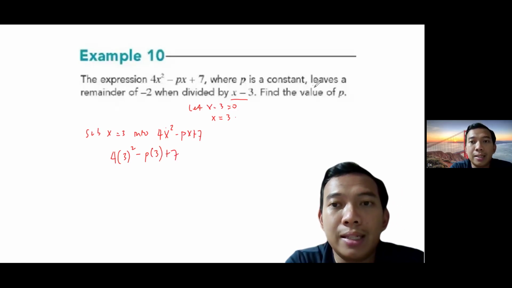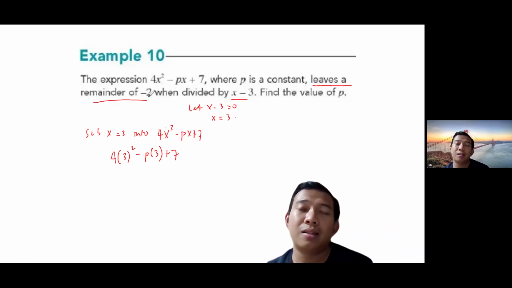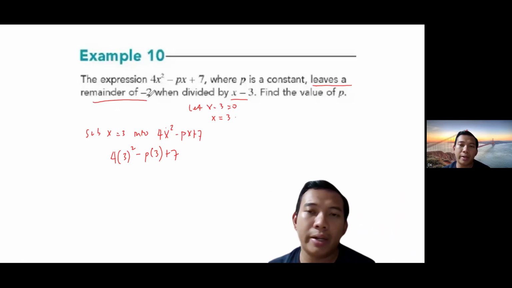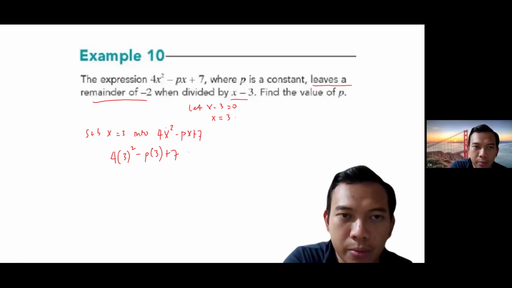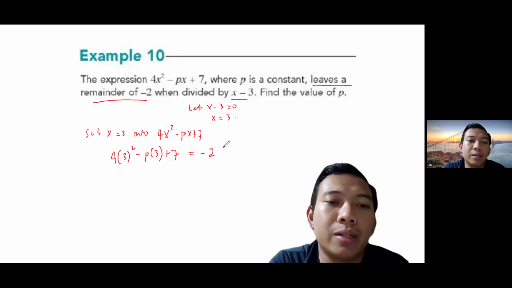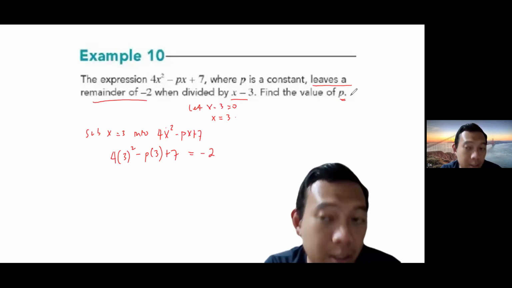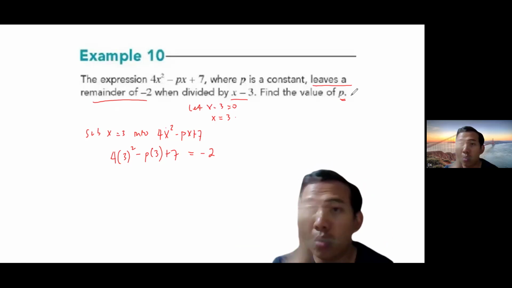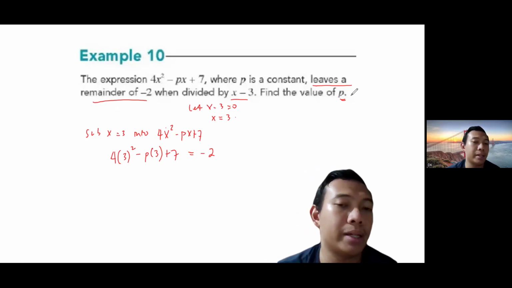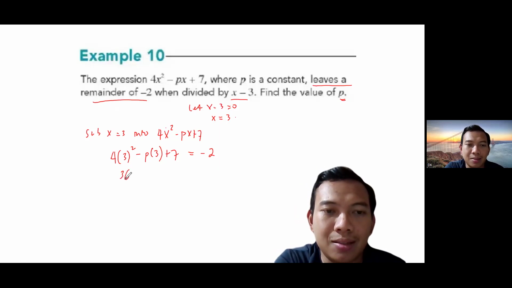And then they say it leaves a remainder of minus 2. So once you put x inside the expression, you will get a remainder of minus 2. In this case, we cannot compute it directly because there's a p, an algebra inside. But we know this whole expression gives minus 2. So 3 squared is 9, 9 times 4 is 36. Minus 3p plus 7 equals minus 2.